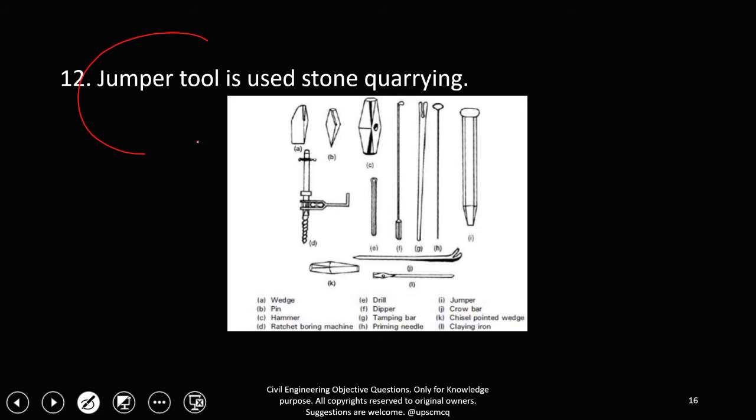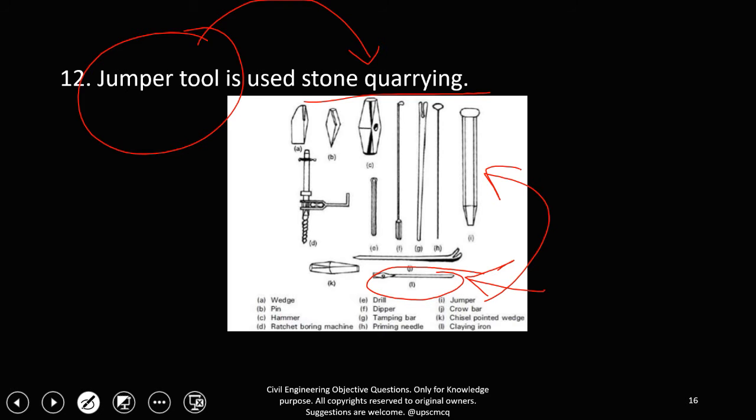Jumper tool. What's the use of jumper tool? It is used for stone quarrying. Jumper tool is the eye. This is claying iron, and this is jumper tool. This is used for stone quarrying.